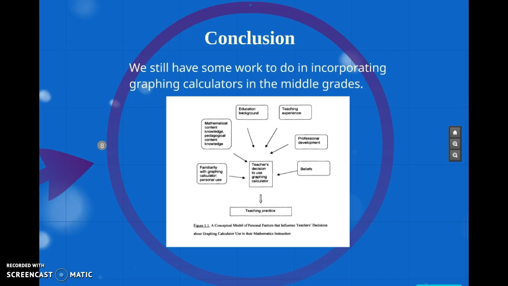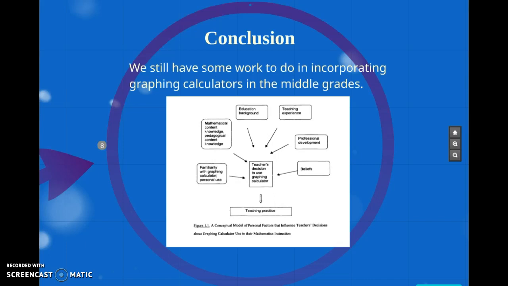Graphing calculator usage in the classroom is now a must in the 8th grade. But in anticipation of this, 7th and 6th grade teachers have started to introduce students to them so that when they get to the 8th grade, the transition is smooth. We still have some work to do in incorporating graphing calculators in the middle grade classroom.